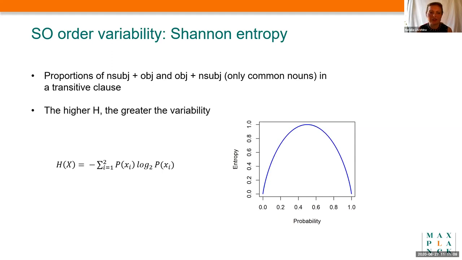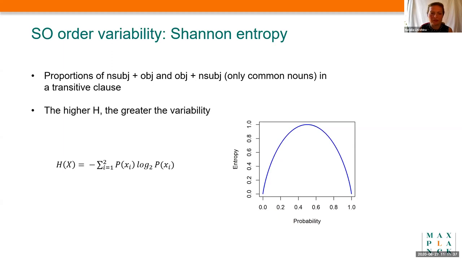Basically, I computed the proportions of subject followed by object and object followed by subject, taking only common nouns in the transitive clause. And then I computed this entropy. The higher the entropy, the greater the variability. It means we can't really predict which kind of order one would use, just without any context.